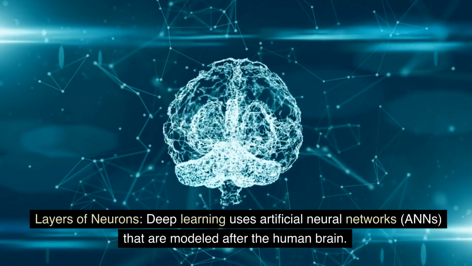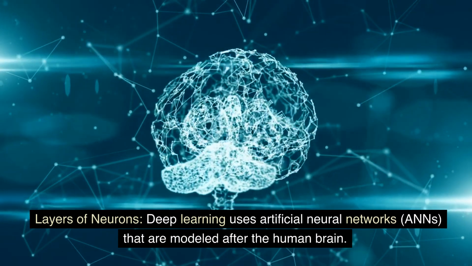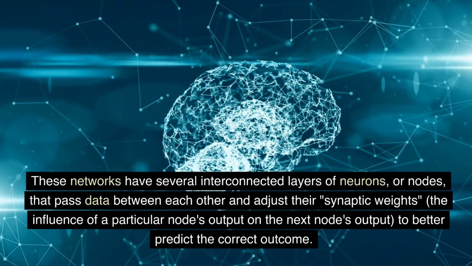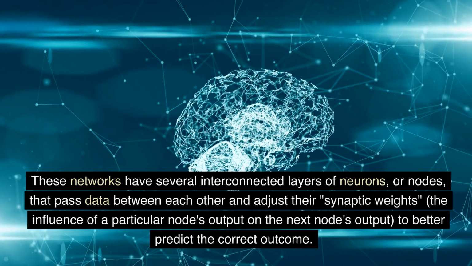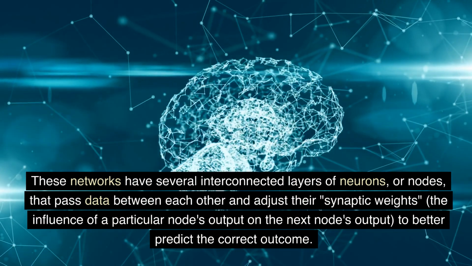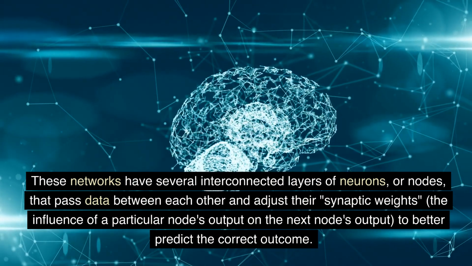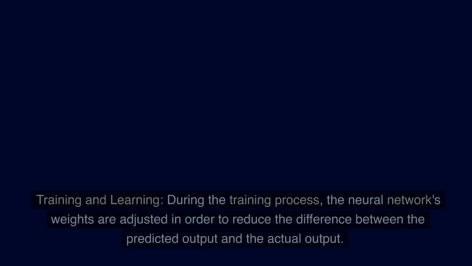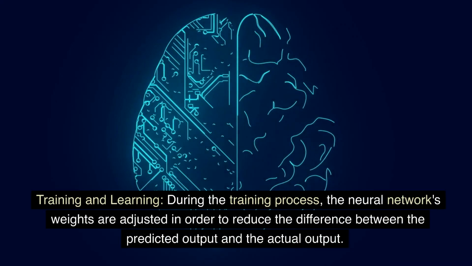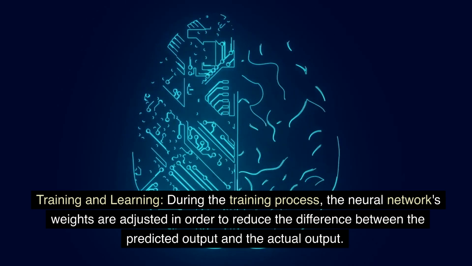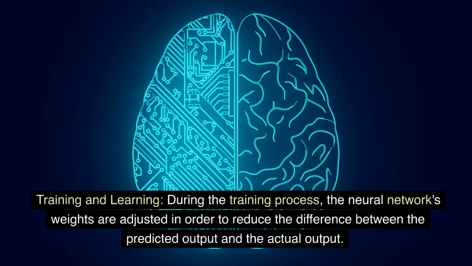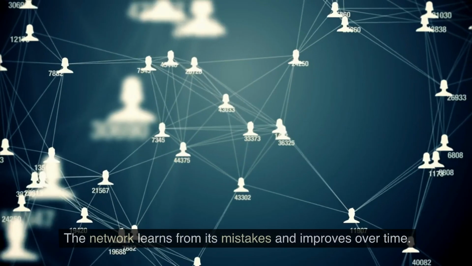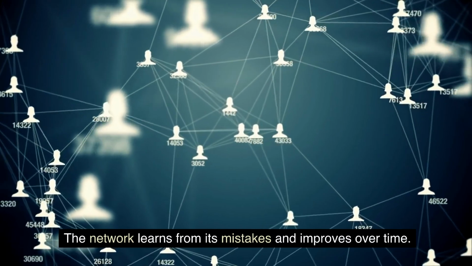Layers of neurons. Deep learning uses artificial neural networks, ANNs, that are modeled after the human brain. These networks have several interconnected layers of neurons, or nodes, that pass data between each other and adjust their synaptic weights, the influence of a particular node's output on the next node's output, to better predict the correct outcome. Training and learning. During the training process, the neural network's weights are adjusted in order to reduce the difference between the predicted output and the actual output. This process is called backpropagation. The network learns from its mistakes and improves over time.